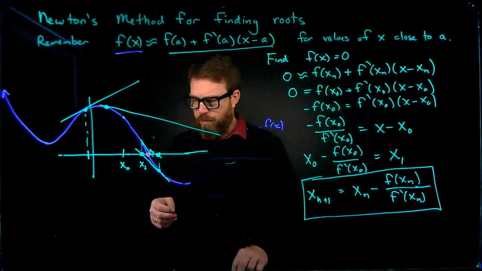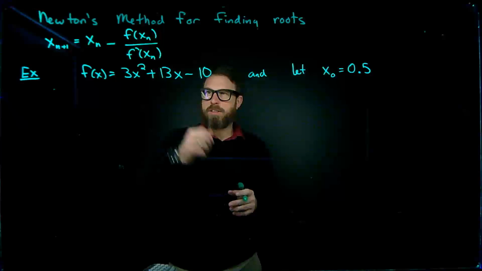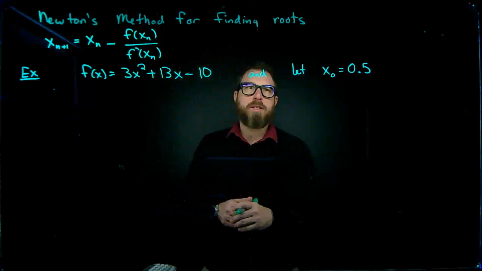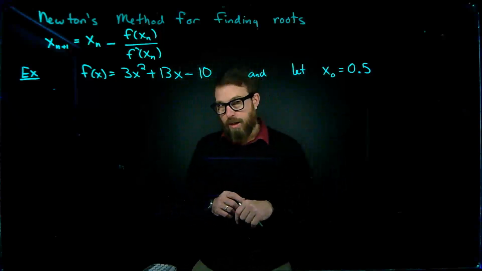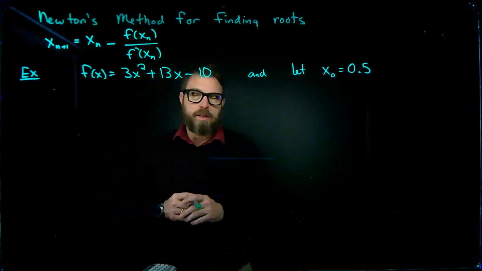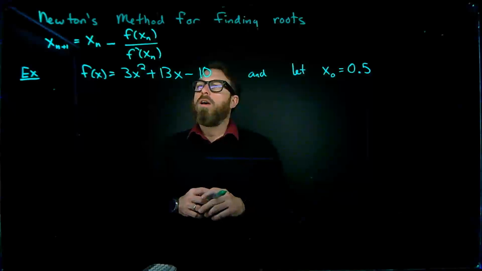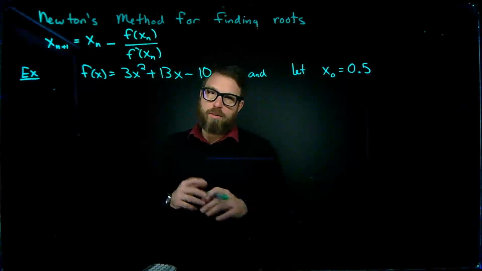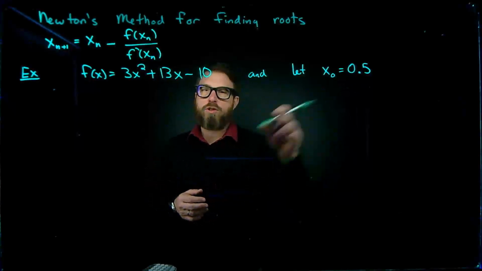All right, let's put it to practice. So here's our example. F of x is equal to 3x squared plus 13x minus 10, and I'm going to give us a choice for x naught, which is equal to 0.5, which is really kind of the first thing they do in calculus. They give you this value. Other times we have to kind of choose it ourselves, and you can use a graph. There's a bunch of ways to kind of choose this.